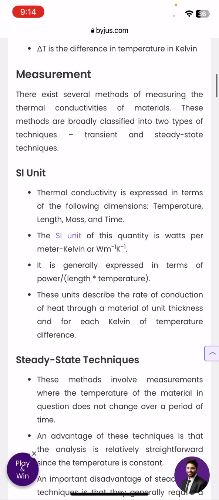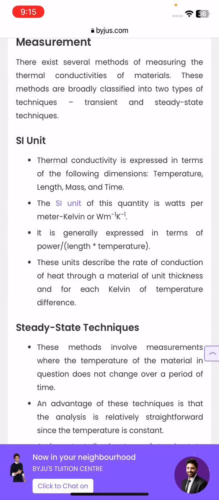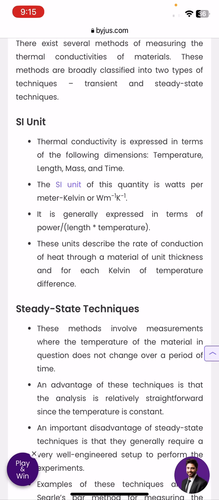Measurement. There exist several methods of measuring the thermal conductivities of materials. These methods are broadly classified into two types of techniques: transient and steady state techniques.